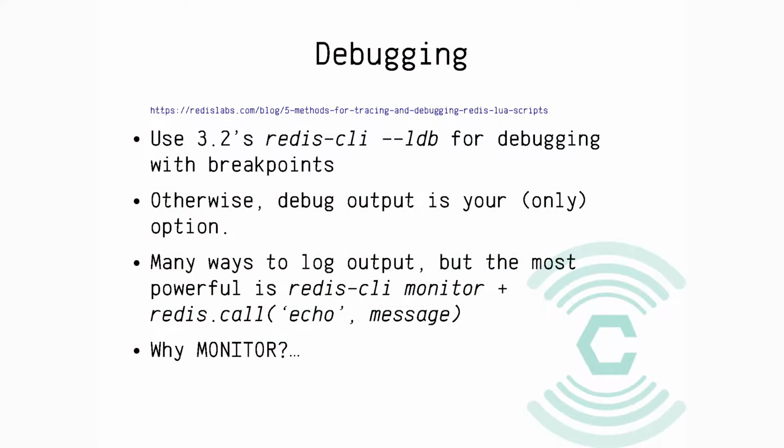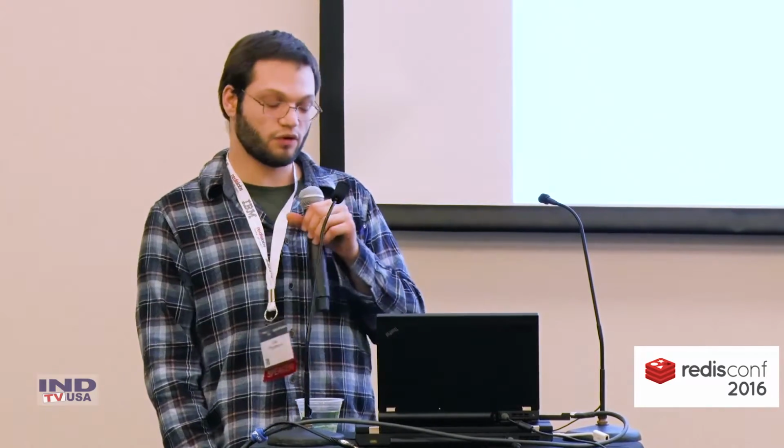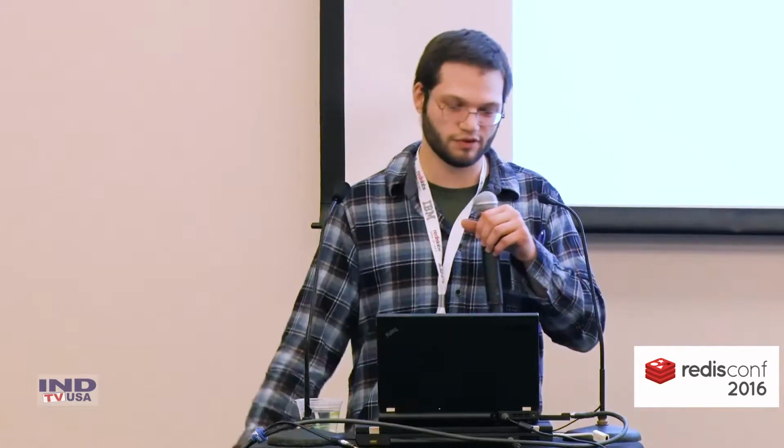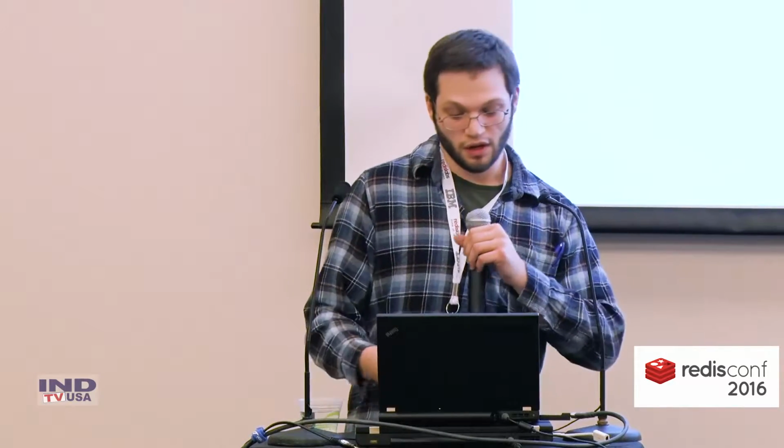All right, moving on. Okay, so debugging. So in 3.2, we now have the command line debugger, which is very nice. And it's great for actually putting the scripts together. However, if your scripts are running from within C, you're not running them from the command line. So you need to do some other form of debugging, and really the only thing available is some kind of output.